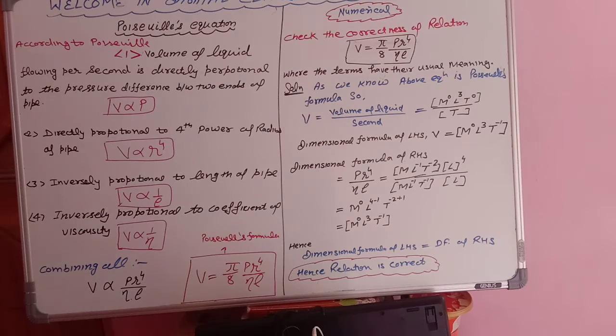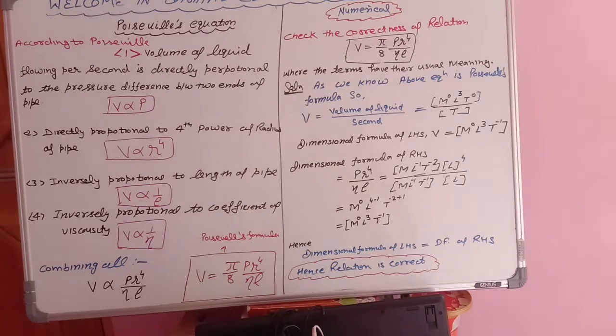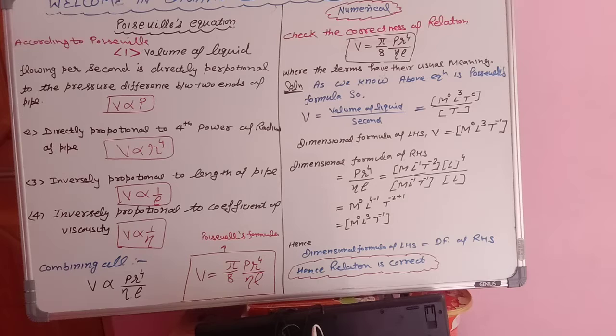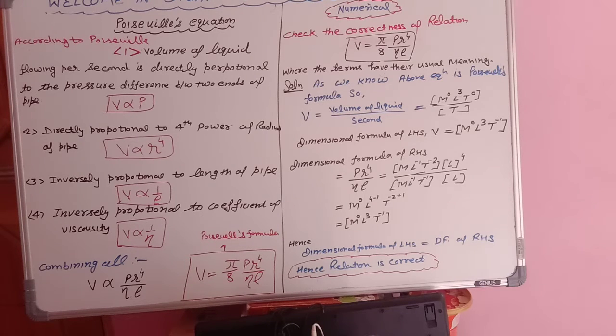Now, what is Poiseuille's equation? Students, you can see on the board at the top it is written Poiseuille's equation, and according to this equation there are 4 points which describe it. Okay, so let us see the first point.